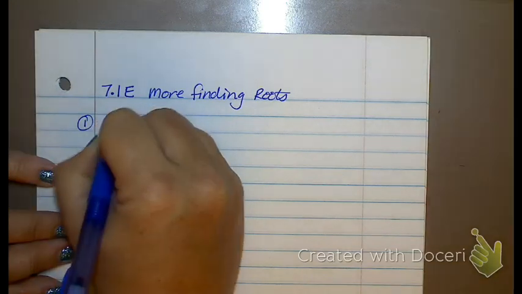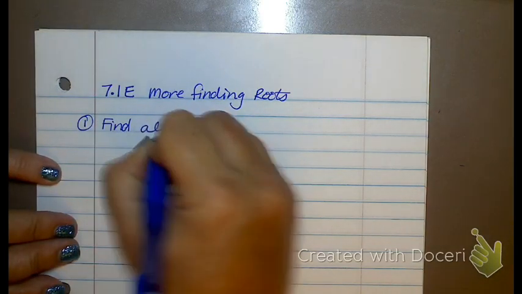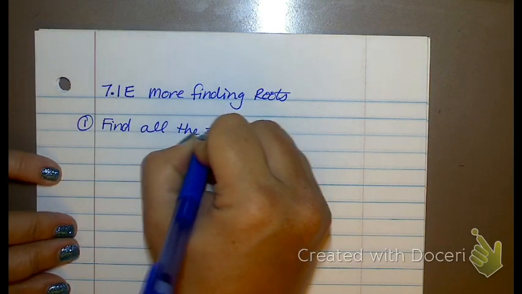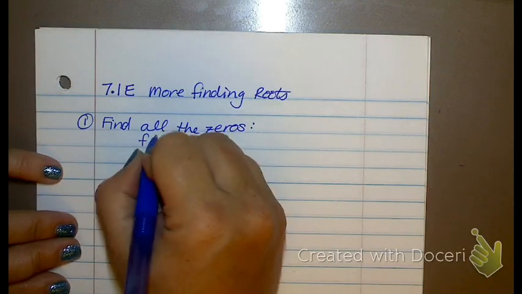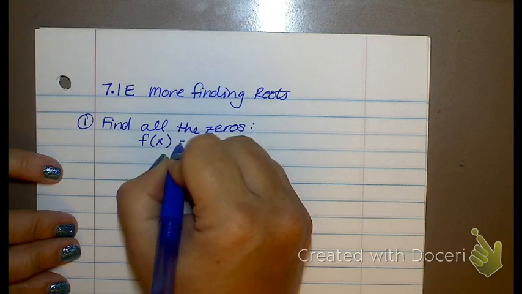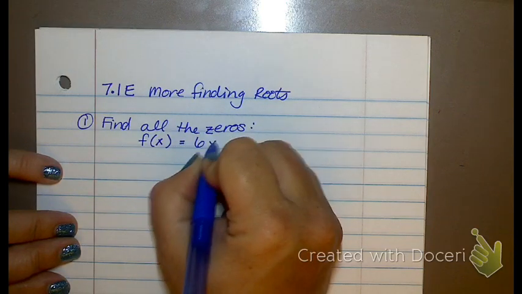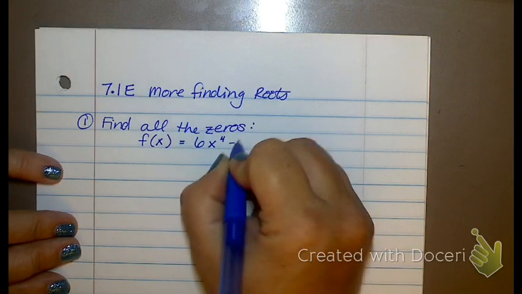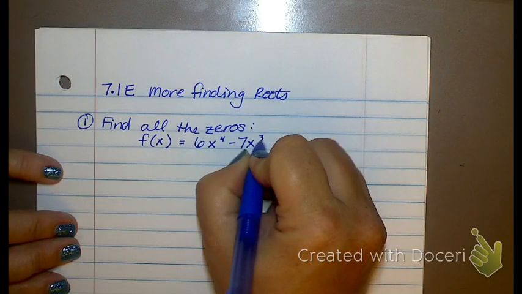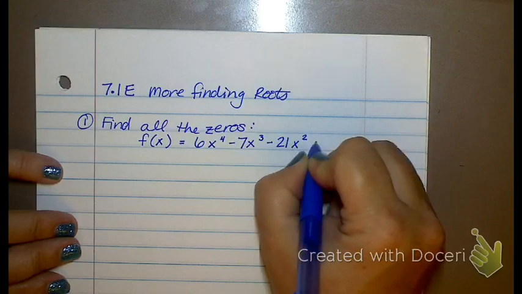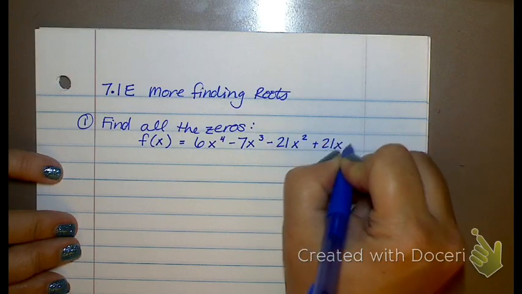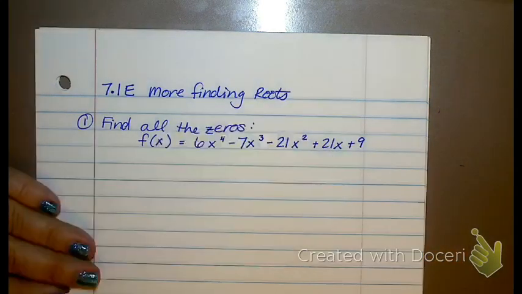Find all the zeros. F of x is equal to 6x to the 4th minus 7x to the 3rd minus 21x squared plus 21x plus 9.